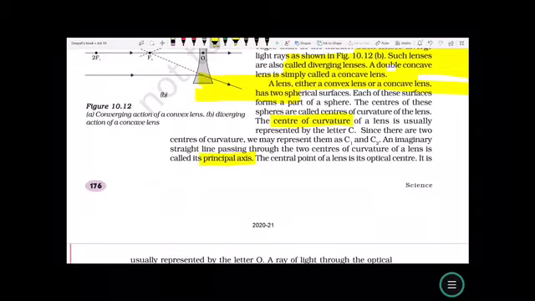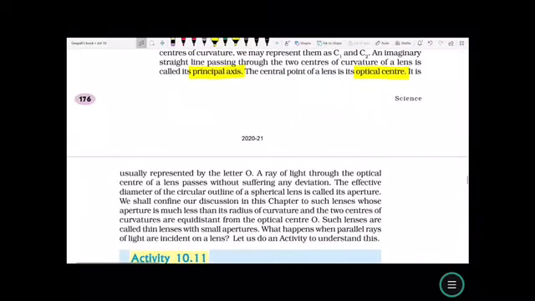So we already know what is center of curvature. What is principal axis? The central point of a lens is its optical center. It is usually denoted by the letter O. We know that in a mirror there is a pole, but in a lens there is an optical center. A ray of light through the optical center of a lens passes without suffering any deviation. The effective diameter of the circular outline of the spherical lens is called the aperture.